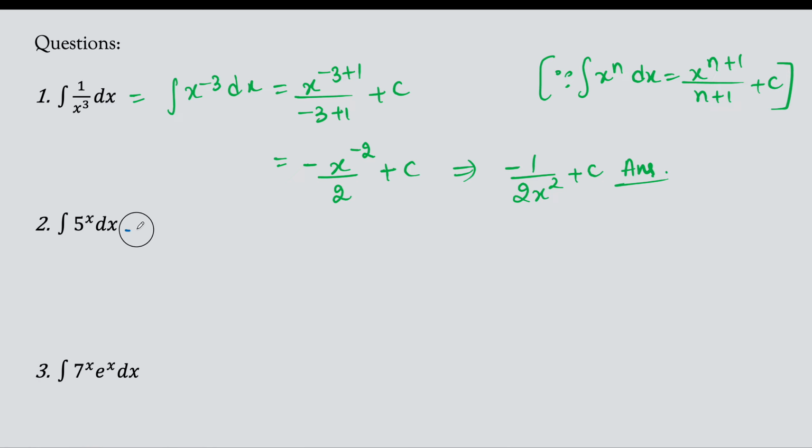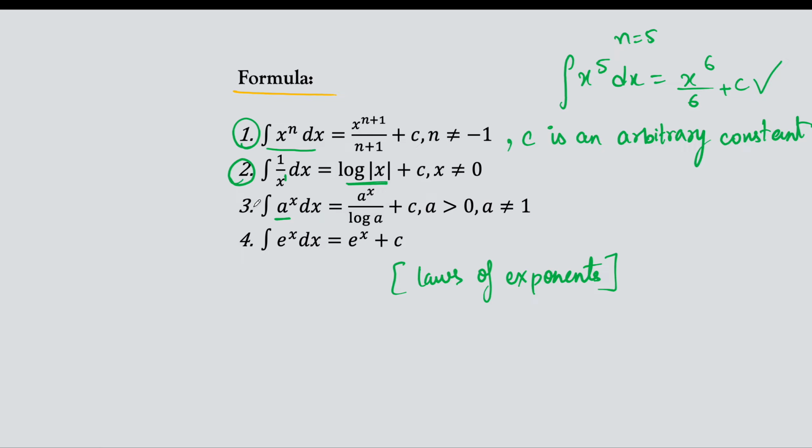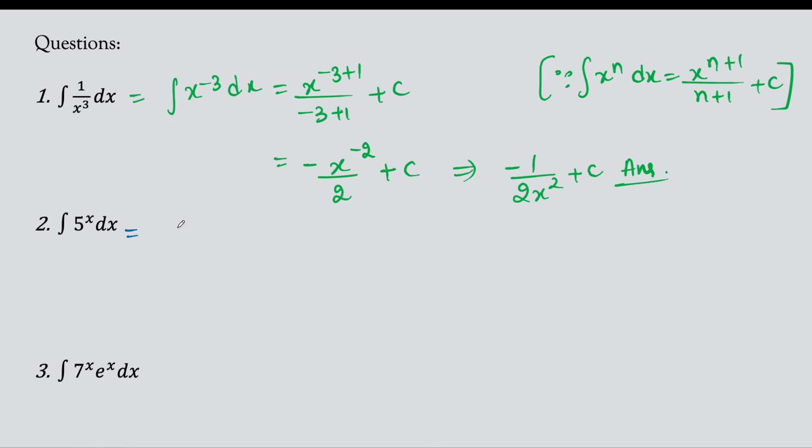Okay. Now let's see the integral of 5 to the power x dx. If you remember, I have just told you a formula, that is, the integral of a to the power x dx equals a to the power x upon log a plus c. Now just apply the formula. So that would be 5 to the power x upon log 5 plus c, and this is your final answer. How?